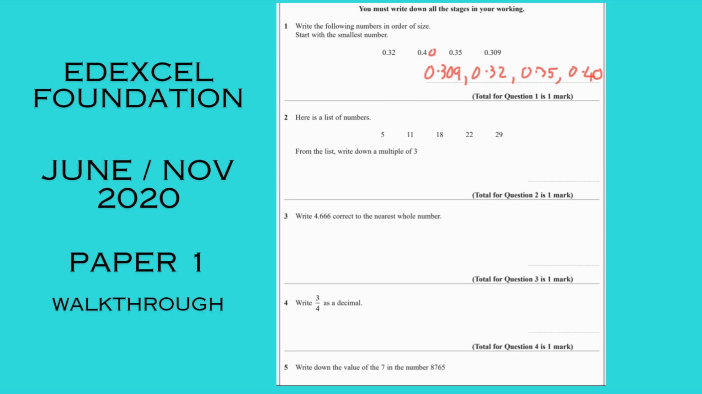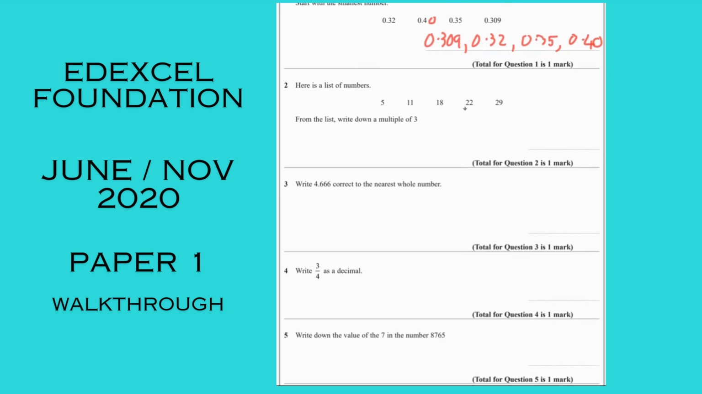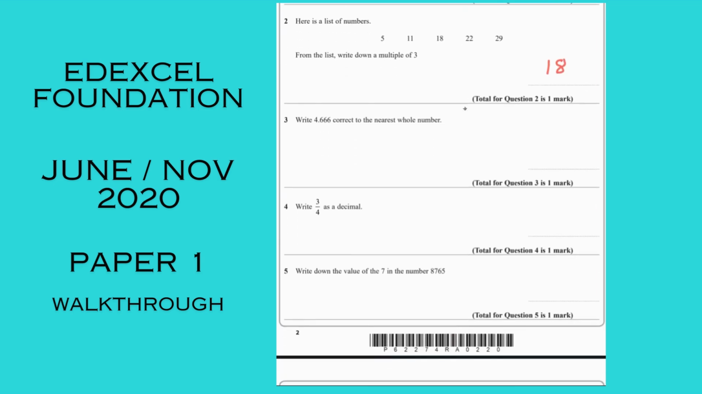It's a list of numbers. So multiple of 3, that's your 3 times table. 6 threes are 18. That's the only one in this list. Nearest whole number. So again, I always think money, £4.66 to the nearest whole number, which is the nearest pound. It's £5.